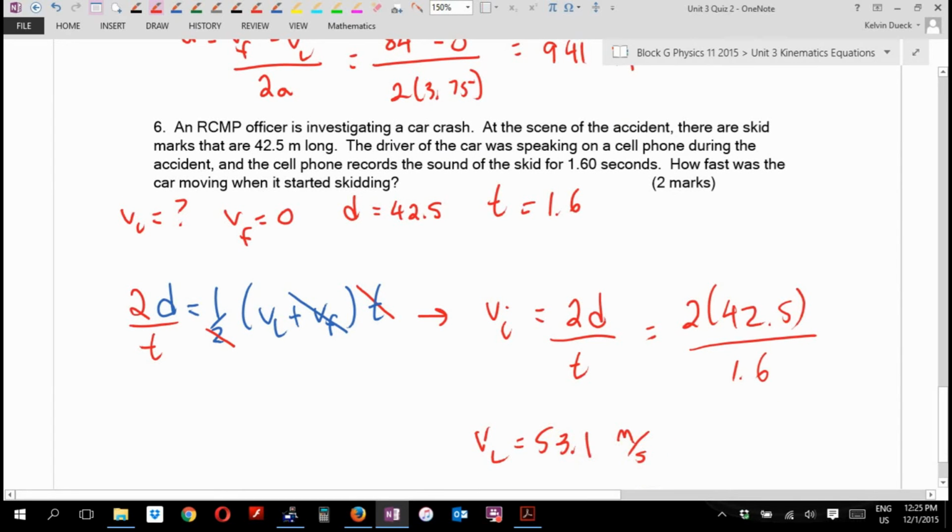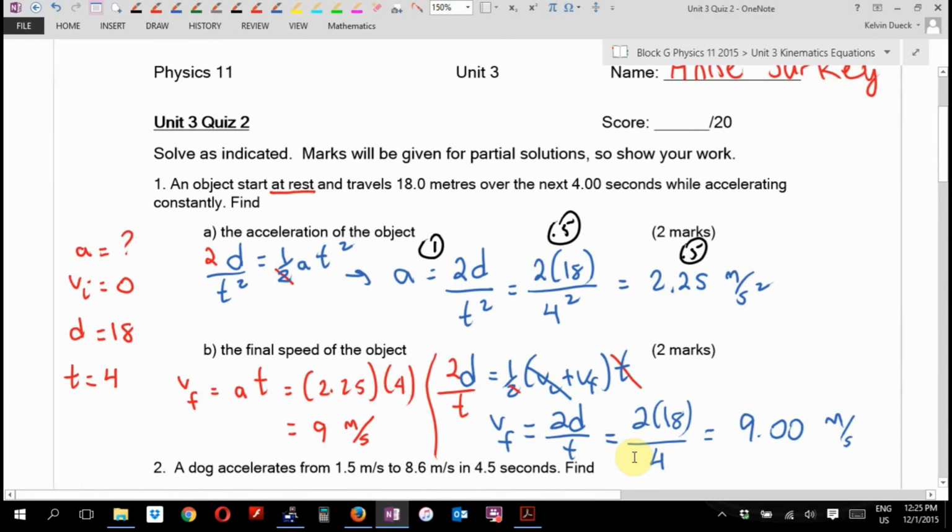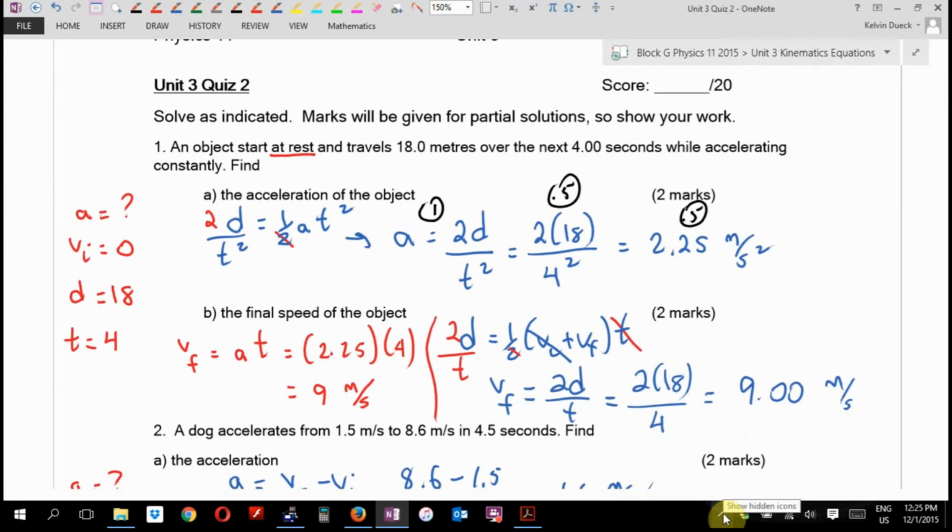Meters per second. 2 marks. Can you give yourself a lovely score at the top of the front page out of 20? And if you need to lawyer with me, now is the time.